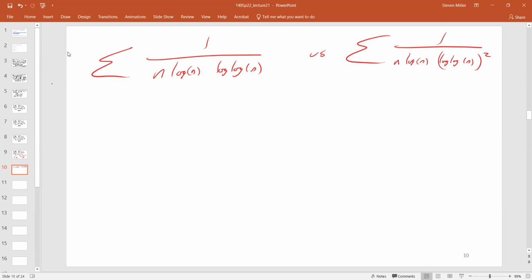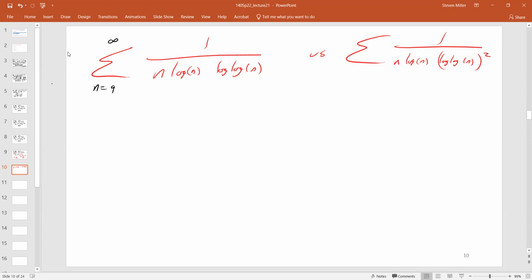If n is huge, let's say n is e to the 1,000. You take a log, you get e to the 1,000. You take a log of that, you get 1,000. That's a very small difference. So what we could do is we could do the integral test. Let's say now n goes from 9 to infinity.